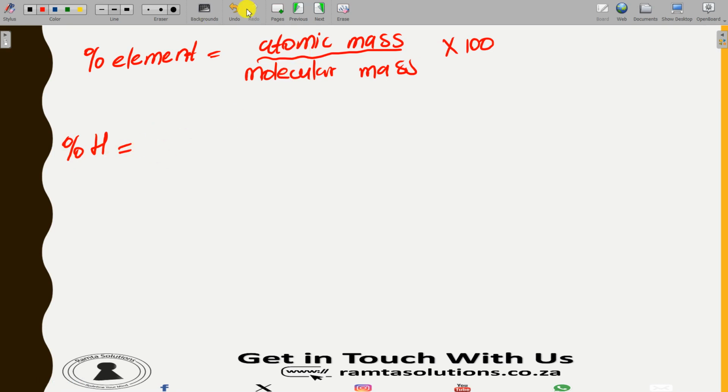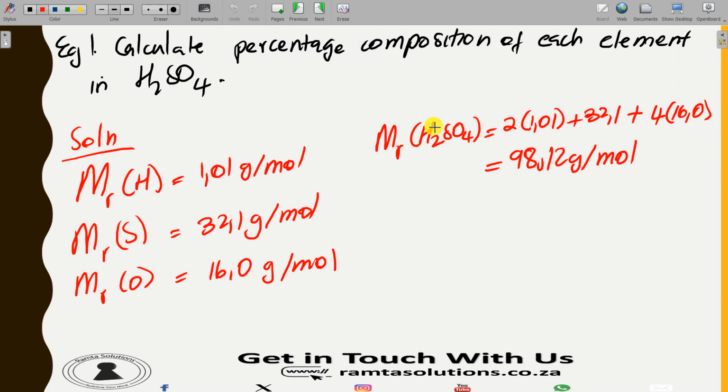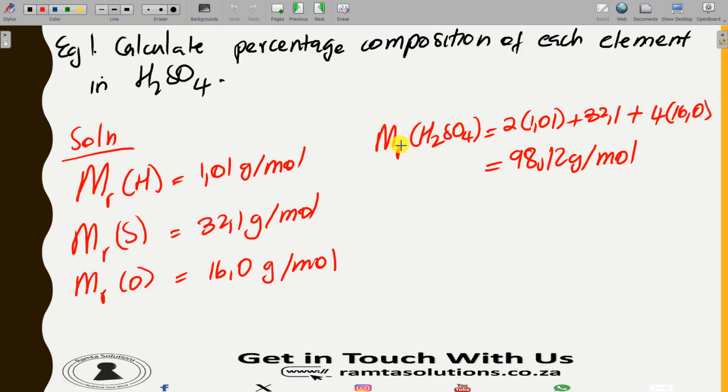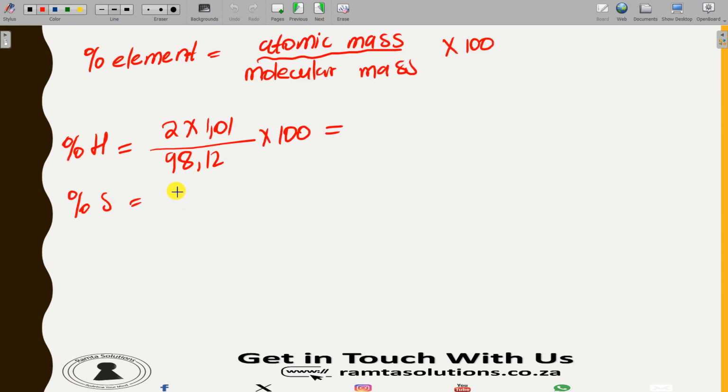Now let's look at percentage hydrogen. How many hydrogen atoms do we have in this molecule? 2. So it'll be 2 times, what is the atomic mass? It is 1,01. What is the molecular mass of sulfuric acid? We said it's 98.12 multiplied by 100. You will get our answer later. Then we proceed to sulfur. We have 1 sulfur in this molecule. And this will be 32,1 over 98.12 multiplied by 100. We will get our answer later.